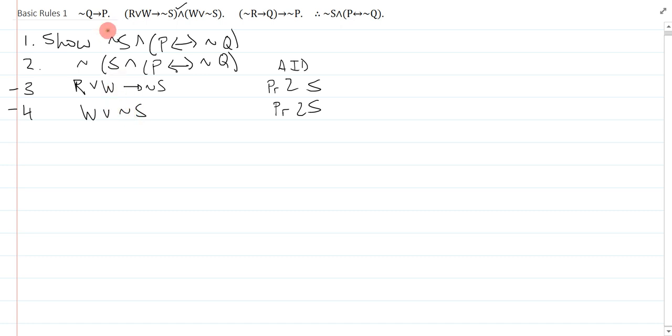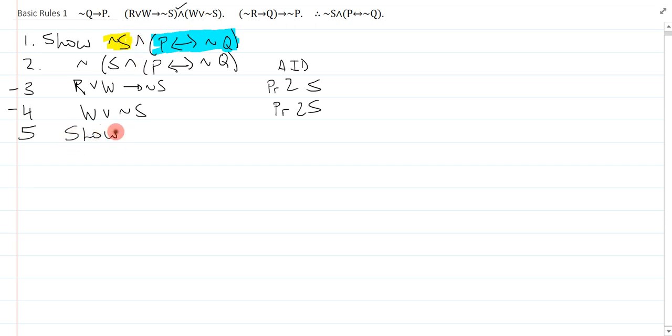Well, when I'm stuck, I look towards my overall structure of the derivation. And I should quickly realize that one thing I'm going to need to do is show not S, and the other thing I'm going to need to do is show P biconditional, not Q. Now, this isn't nearly as bad as it looks. I've just got to do one at a time. Once I show each side, I'll be able to adjoin them to get the conjunction.